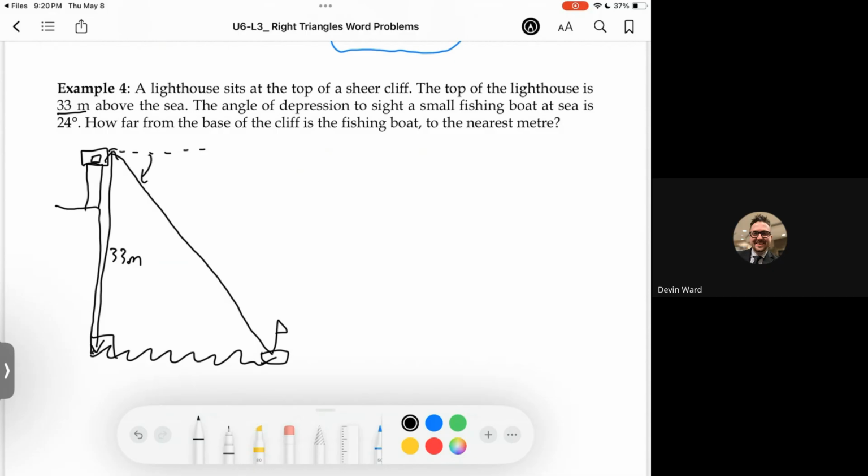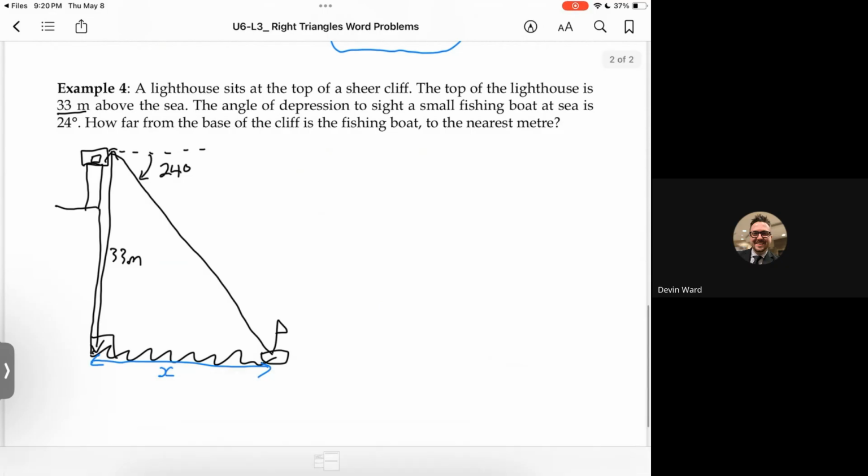I draw the little arrow there just to show that it's going down for the angle of depression, and that is 24 degrees. The arrow is a little better. And I want to find how far away the boat is from the base of the cliff. So again, I'll just call that x.